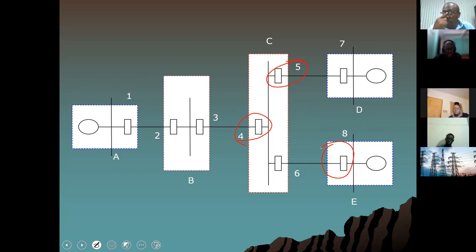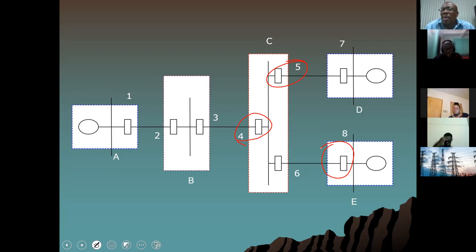Next question. Which breaker failed? That would be 6. Beautiful. So breaker 6 failed, yes? Which breaker operated as backup? Breaker 8. Next question.